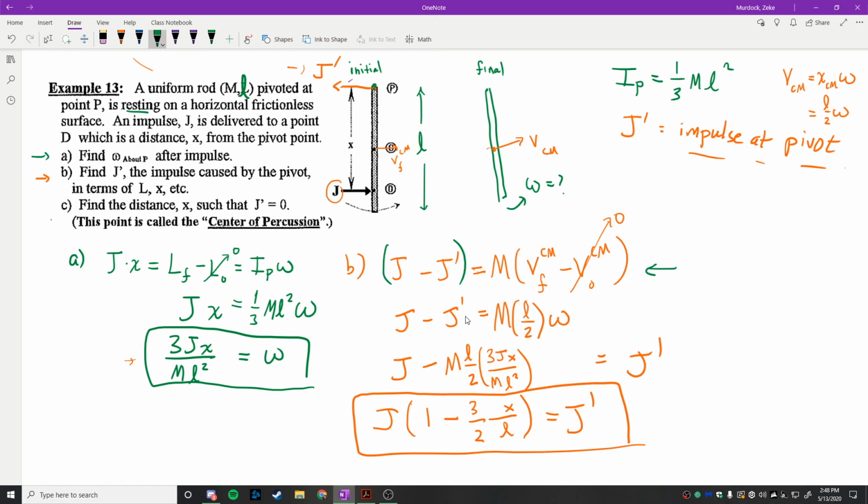All right, so let's kind of bring this home. This is all about finding something called the center of percussion, and the last part is where we do that: find the distance x such that J prime is 0. This is very easy to do now that we've already done the rest of the problem.